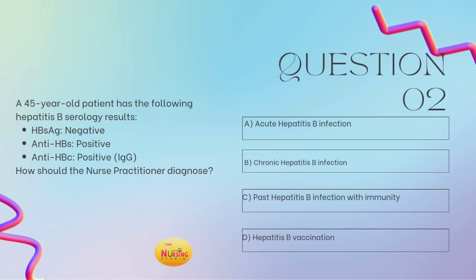Question number two. A 45-year-old patient has the following hepatitis B serology results. The HBsAg is negative. The anti-HBs is positive. The anti-HBc is positive IgG. How should the nurse practitioner diagnose? Is it A, acute hepatitis B infection, B, chronic hepatitis B infection, C, a past hepatitis B infection with immunity, or D, hepatitis B vaccination?